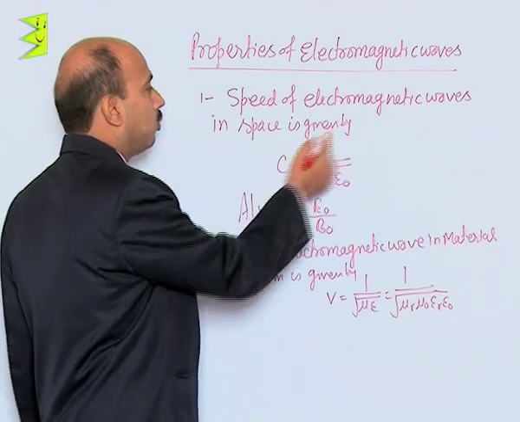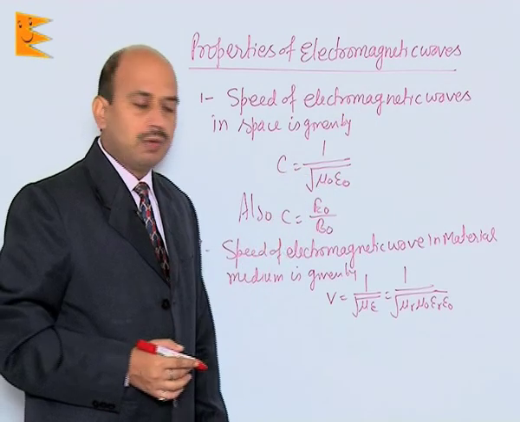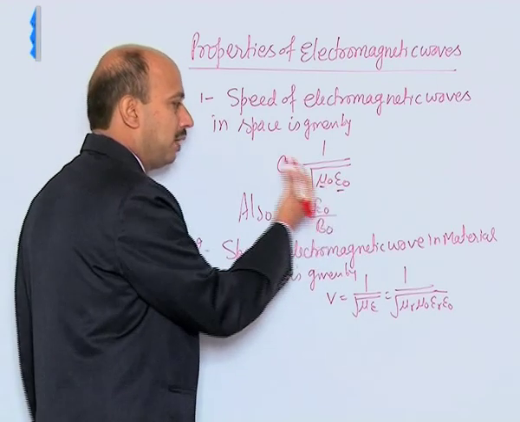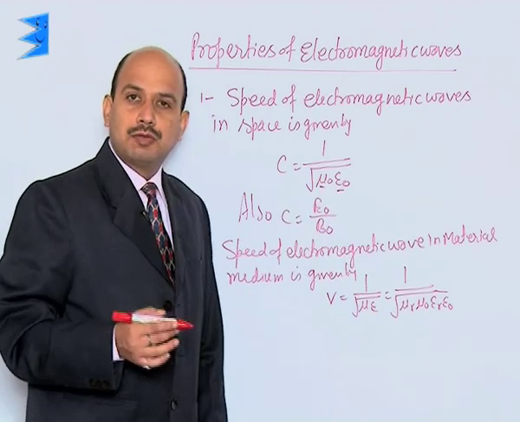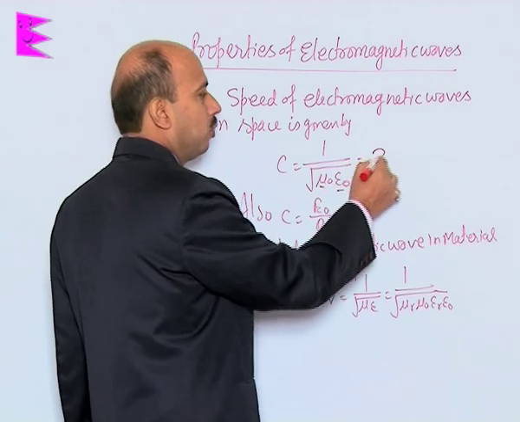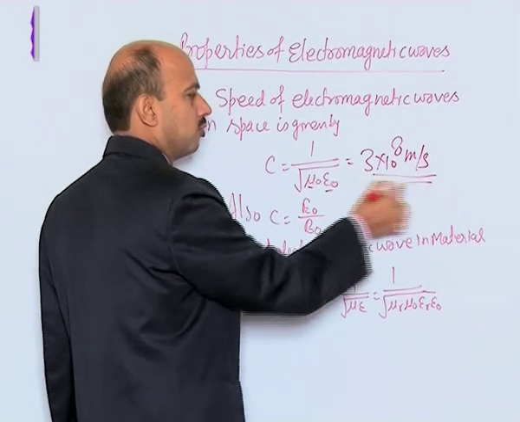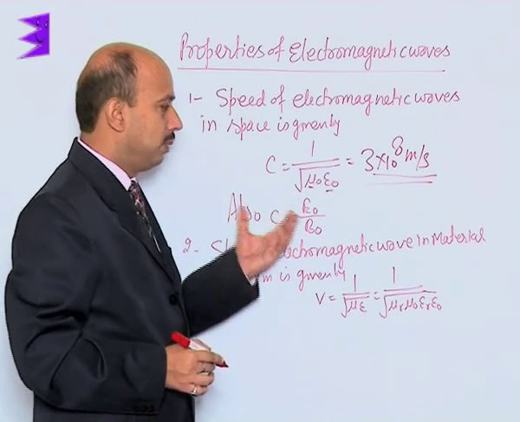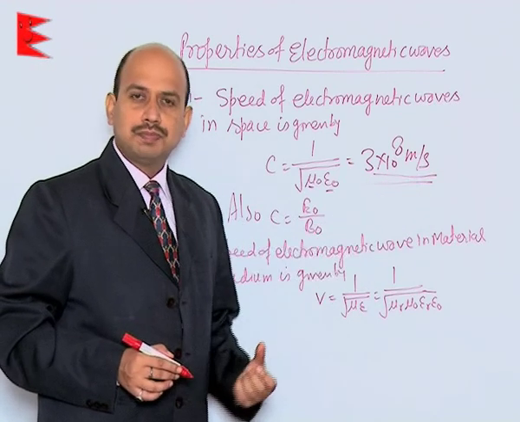The speed of electromagnetic wave in space is given by c is equal to 1 upon under root of mu naught epsilon naught, where epsilon naught is called the permittivity of free space and mu naught is known as the magnetic permeability of free space. And by putting all these values in vacuum, you can get 3 into 10 raised to power 8 meter per second, that is constant here. So, the speed of electromagnetic waves in space is this much, constant, 3 into 10 raised to power 8 meter per second.